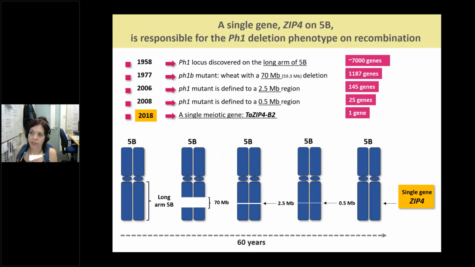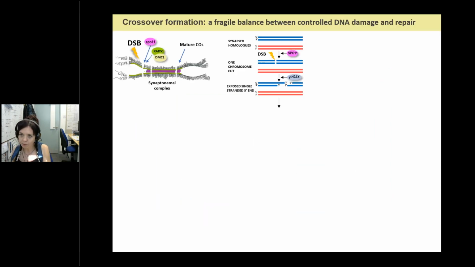So this is it. After 60 years since the discovery of Ph1, we can finally say that a single meiotic gene, ZIP4, inside the Ph1 locus is responsible for the Ph1 effect on recombination. And equally important, we now have several ZIP4 mutant lines available, with the advantage that these lines have only the ZIP4 copy on 5P mutated instead of the almost 1,200 genes deleted. So yes, we have the gene, we have new lines, but how does it work?